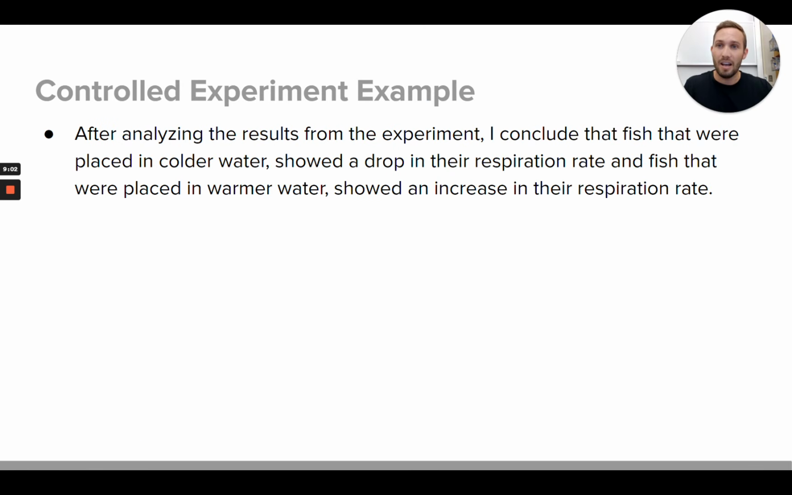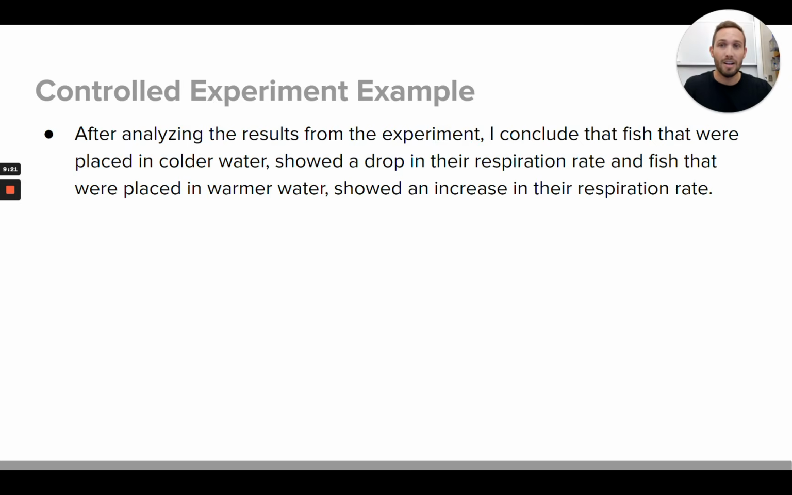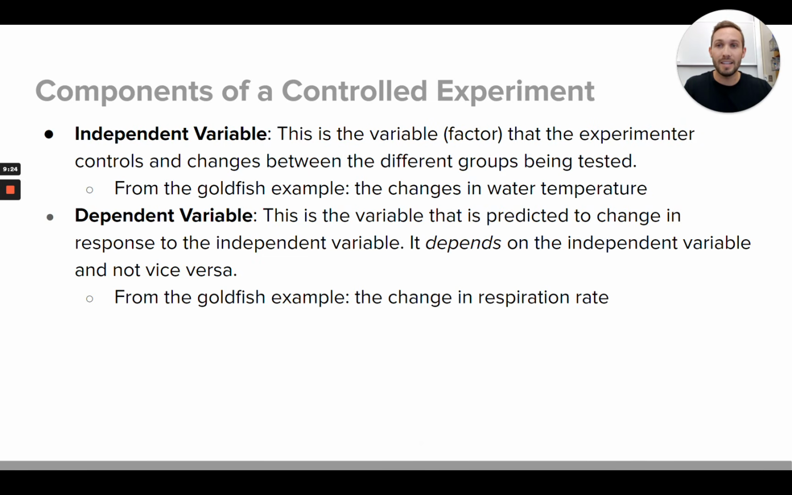I don't know if you guys noticed, but after looking at the results for my experiment, I'm going to conclude that fish that were placed in colder water showed a drop in their respiration rate. Their respiration rate started to slow down. And the fish that were placed in warmer water, the respiration rate went up. You can kind of see that in the data here. Like I said, let's get into each of those different components now and talk about what those components are in my fake experiment.